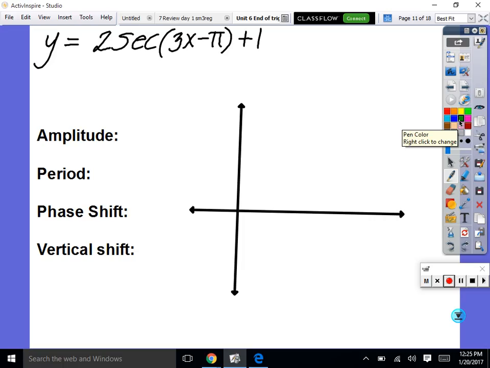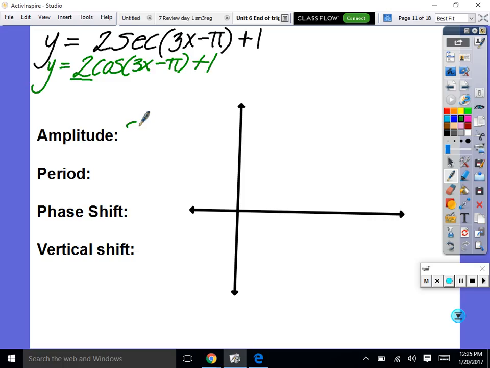First of all, anytime we see secant, we're going to rewrite it as cosine. So rewrite it as 2 cosine of 3x minus pi plus 1. Let's go through and answer these questions before we start graphing. Our amplitude is 2. Our period, which means length of one cycle. You have to remember that because that's going to be used a lot. Length of one cycle, and we're going to draw in 2 cycles.